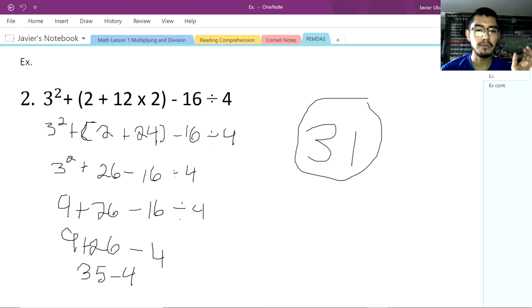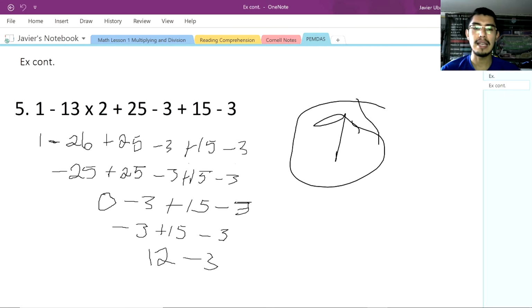So now we have addition and subtraction. Remember, when you only have addition and subtraction, you work from left to right. So we're going to do from the 9 to the 4, right? So 9 plus 26 is 35. Minus 4 is 31. Remember, you work from left to right.